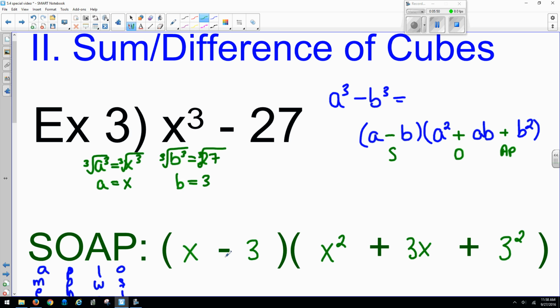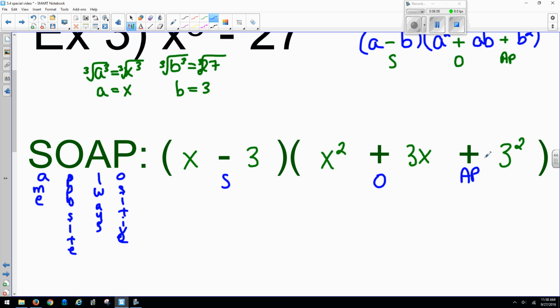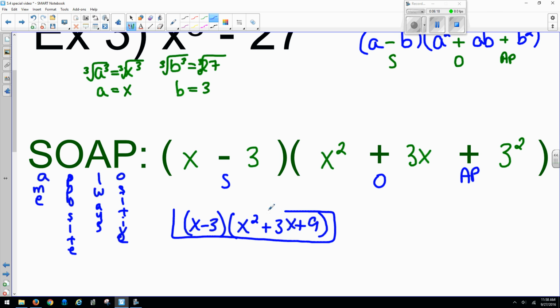And as you can see, the symbols are already here for us, but it follows SOAP. So this is the same symbol we started with. This is the opposite symbol, and this is always positive. So we're just going to clean this up a little bit and write one more step. All I'm going to do is square that 3. So I have x minus 3, x squared plus 3x plus 9. So here's our answer.